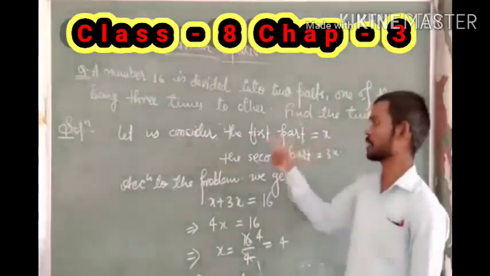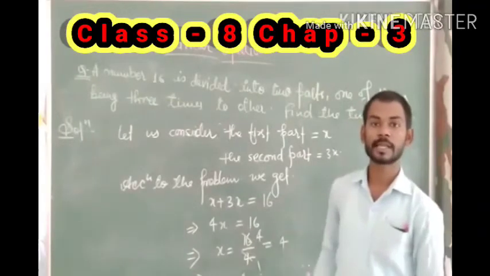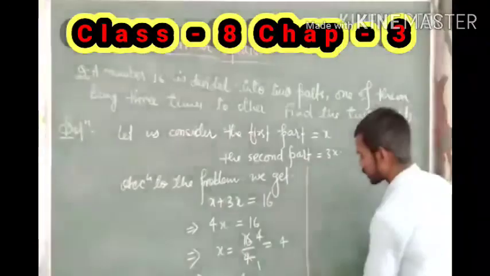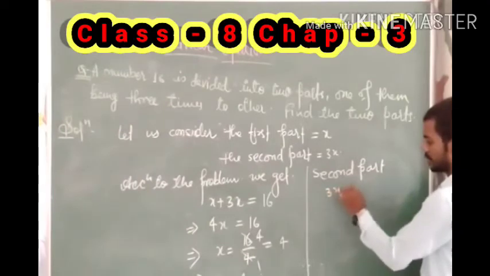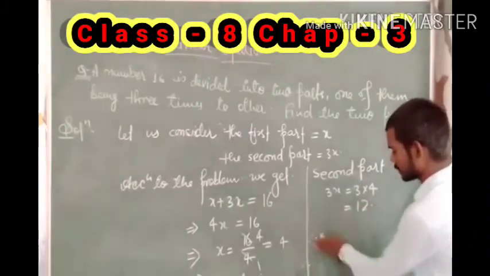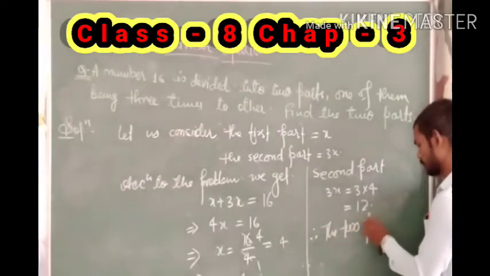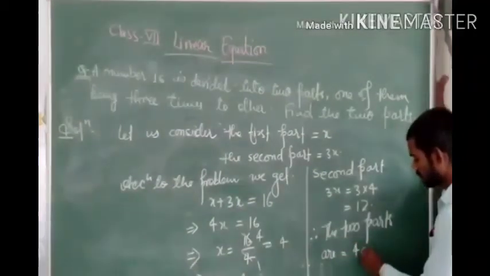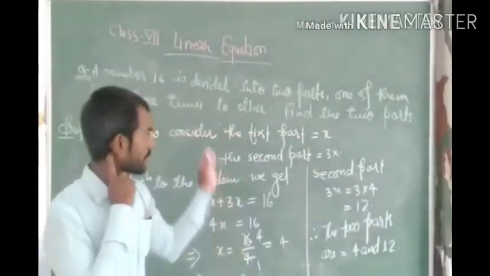And here we consider x to be the first part of 16, so the first part of 16 is 4. Then the second part is 3 times the first part. If the first part is 4, then what is the second part? So here the second part 3x is equal to 3 multiplied by 4, and this is equal to 12. Therefore the two parts are 4 and 12. This is the solution of the given problem.